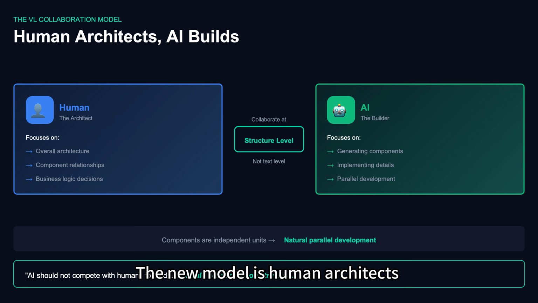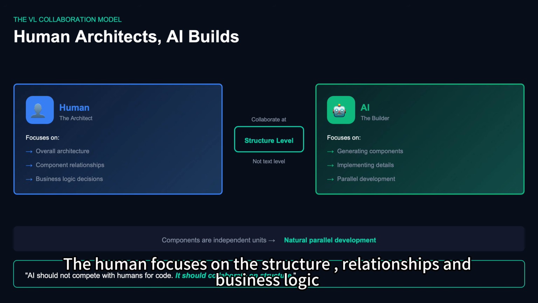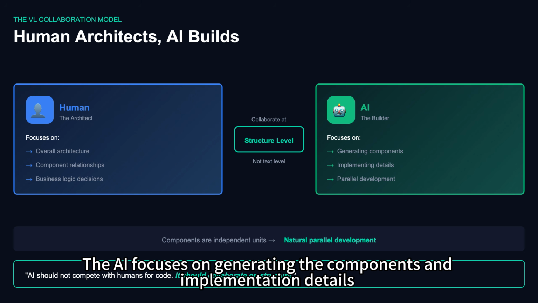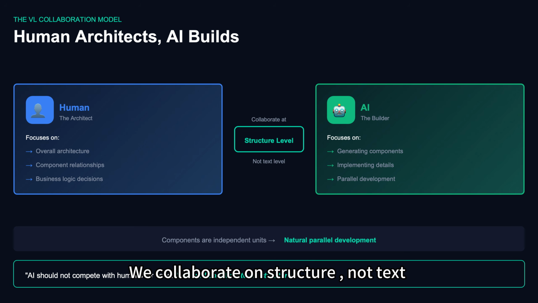The new model is human architects, AI builds. The human focuses on the structure, relationships, and business logic. The AI focuses on generating the components and implementation details. We collaborate on structure, not text.